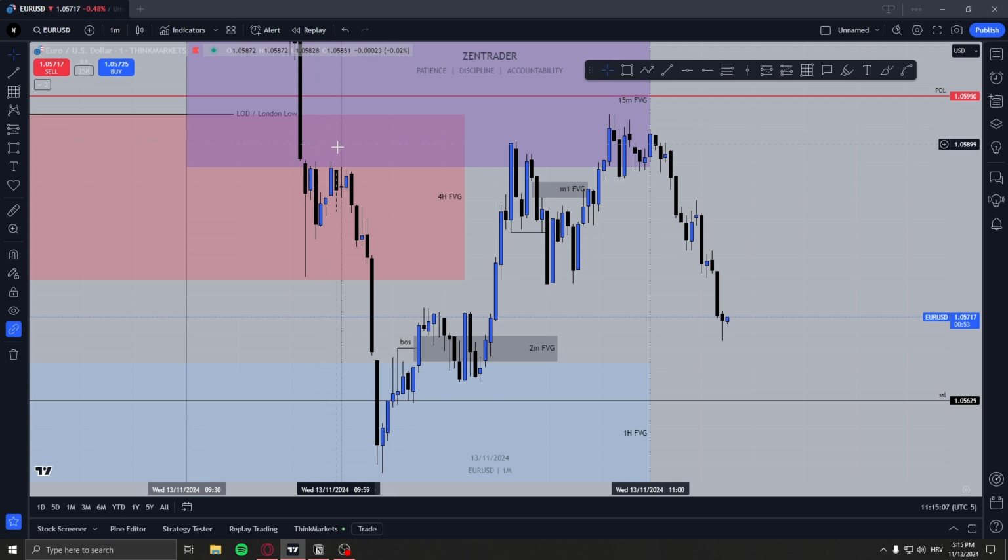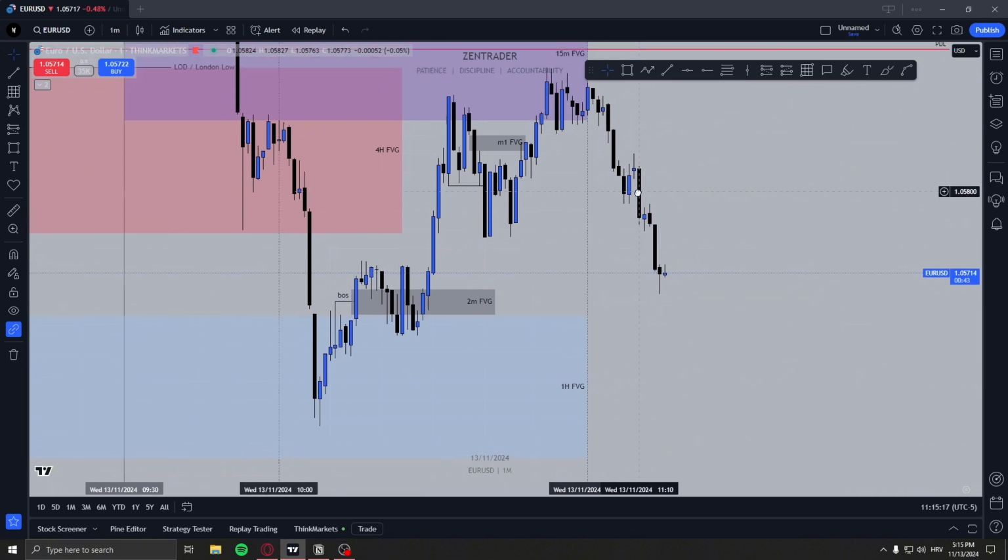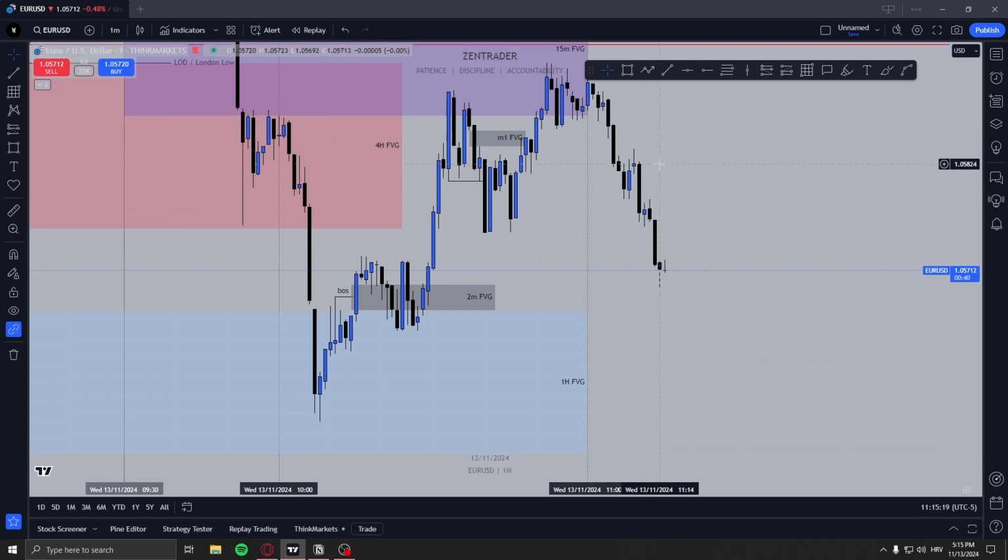If the setup was going to happen for me, it would have happened right from here, from this 4-hour fair value gap. This one was also the A plus setup, but I did not see the sell side liquidity, which is my mistake, which I will pay attention to in the future.